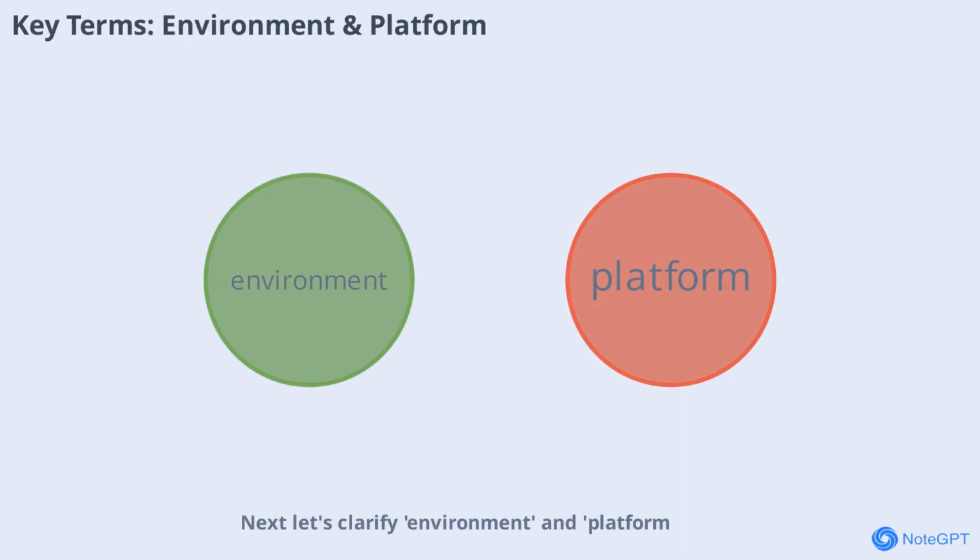Next, let's clarify environment and platform. An environment is the setting where programming or program execution occurs. Think of Windows or Google App Engine. A platform, on the other hand, is the combination of hardware, operating system, and network that supports software applications or services. Understanding these terms helps you see how IoT devices and cloud services interact, ensuring applications run smoothly across different setups.